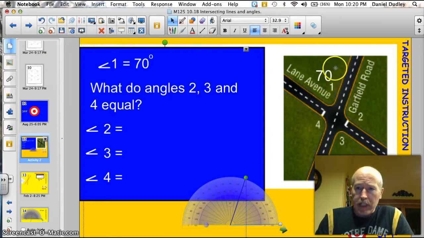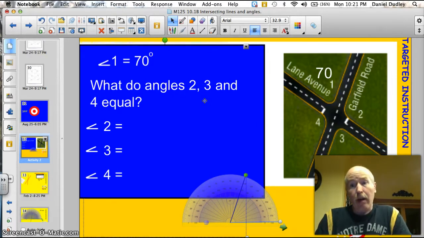Now, I apologize I don't have the little degrees signs on all my angles tonight, but that little circle means degrees, and you'll find that a lot. This little symbol means angle. So angle 1 equals 70 degrees. What do angles 2, 3, and 4 equal? This is so simple, it's just unbelievably simple.